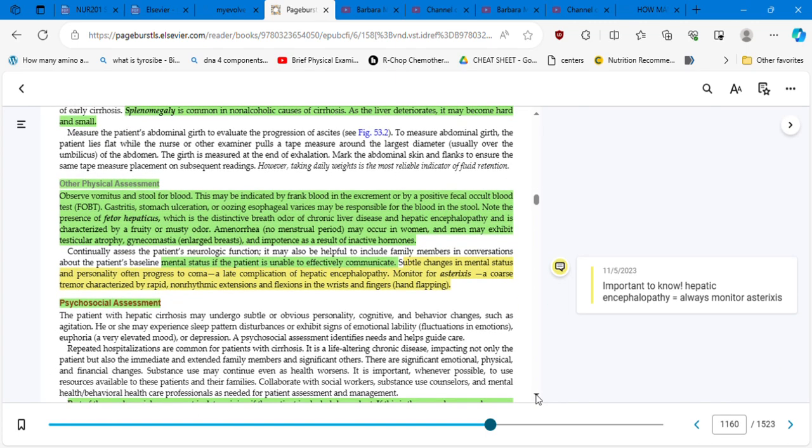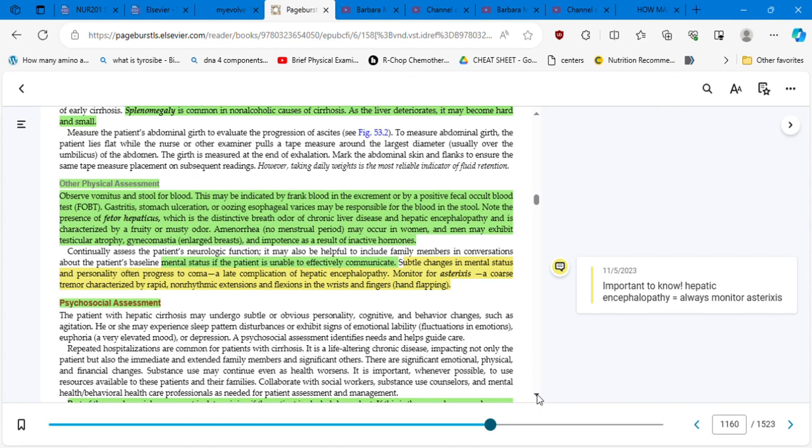Observe vomitus and stool for blood. This may be indicated by frank blood in the excrement or by a positive fecal occult blood. Gastritis, stomach ulceration, or oozing esophageal varices may be responsible for the blood in the stool. Amenorrhea is another symptom. No menstrual period may occur in women.